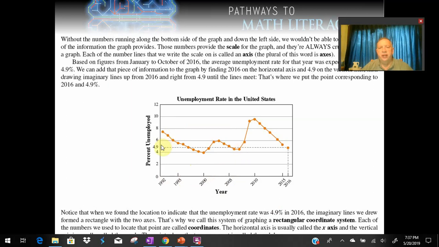Each particular point can be referenced as a coordinate. In graphs, when we're looking at a graph of an XY coordinate system, we read the X point off first. So this would be 2016. I would write it as 2016, and then the 4.9%.